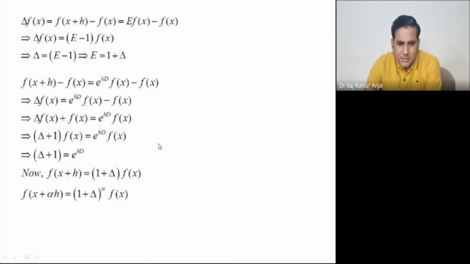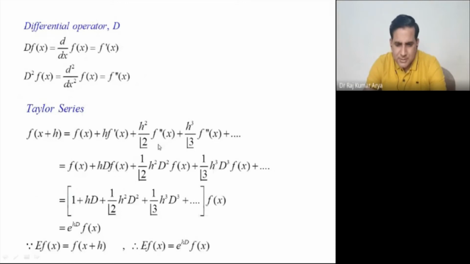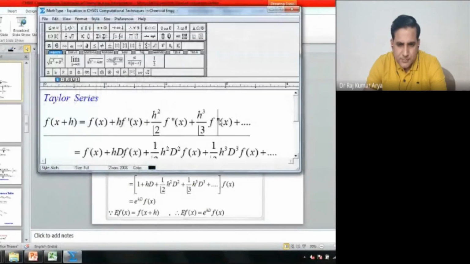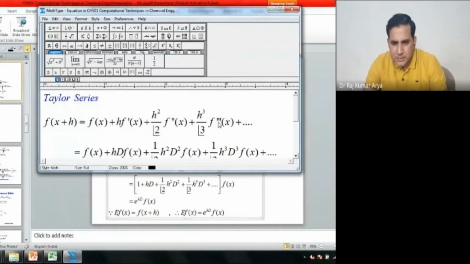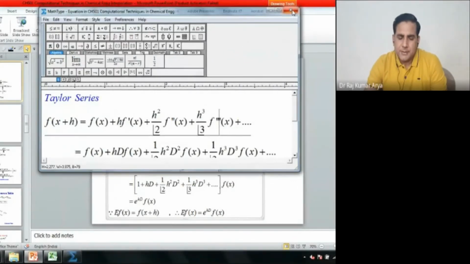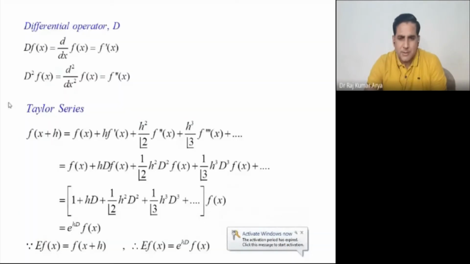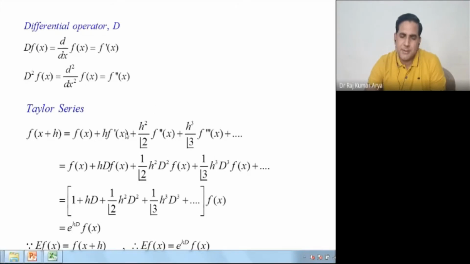After that, we are converting this Taylor series expansion in terms of the differential operator. So we can write, in the place of f dash x, D f(x). F double dash x, we are writing D square f(x), and f triple dash would become D cube f(x). Is that fine?